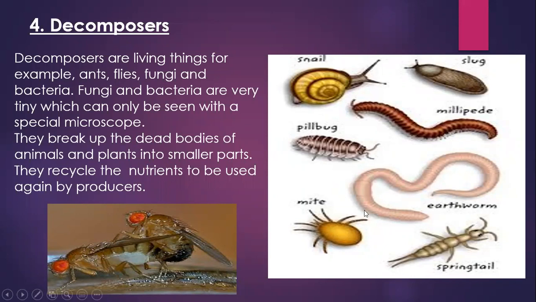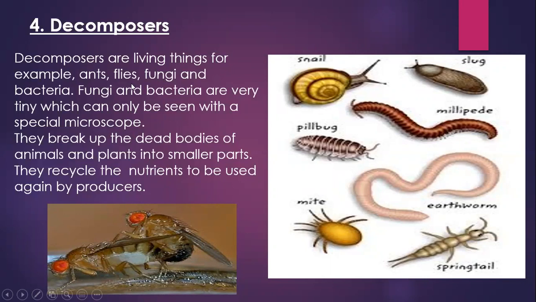You can see from this picture. Let's learn it. Decomposers are living things, for example, ants, flies, fungi, and bacteria, and many more. I'm giving you a few examples here. Fungi and bacteria are very tiny, and can only be seen with a special microscope, a special device for seeing fungi and bacteria. We cannot see them with naked eyes.